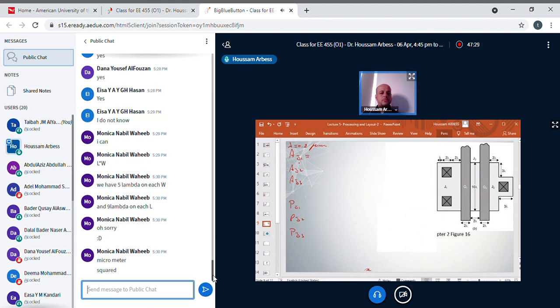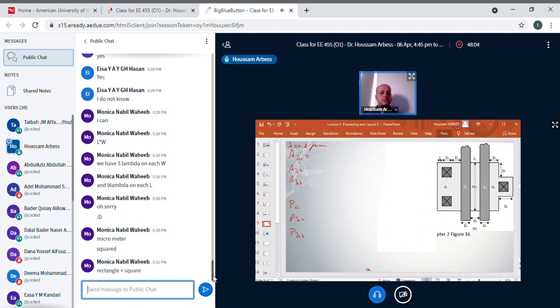Well, regarding J2 here, I have to divide it into two different parts because the form is not regular. It's not a rectangle, it's not a square, it's not a triangle. So we have to find the area. I can divide it into two parts. The first part is here, and the second part is here. Regarding the first part, the area is equal to 2 lambda multiplied by 10 lambda, correct?